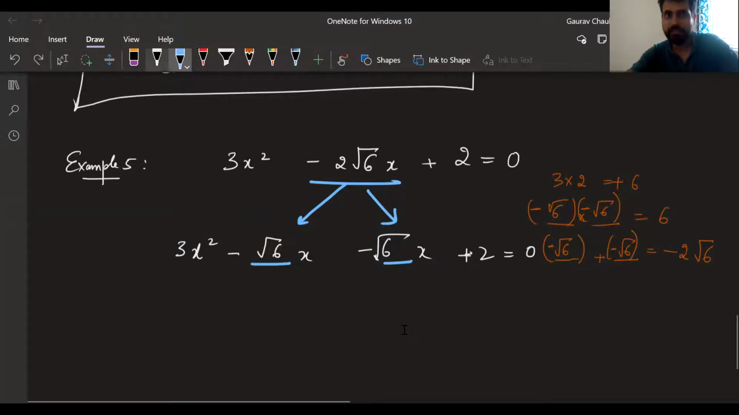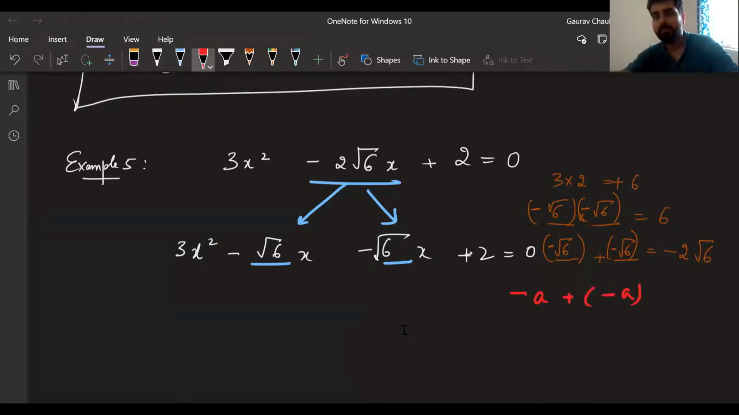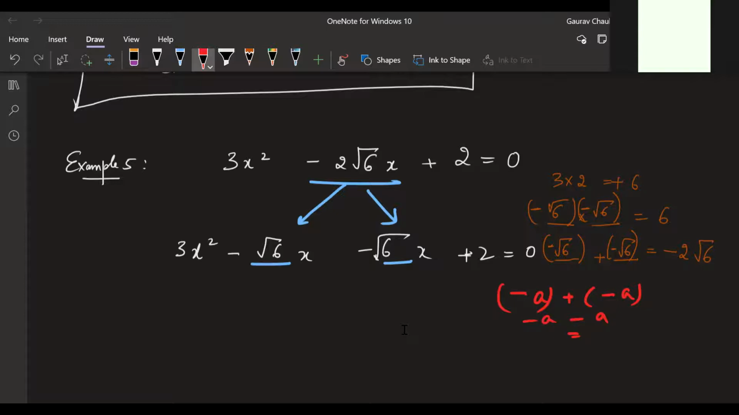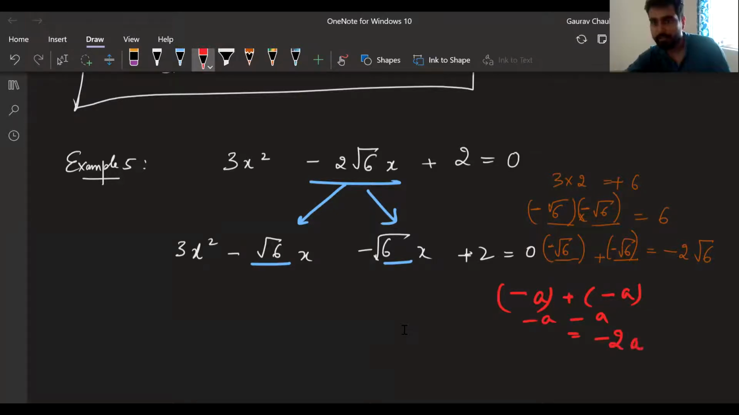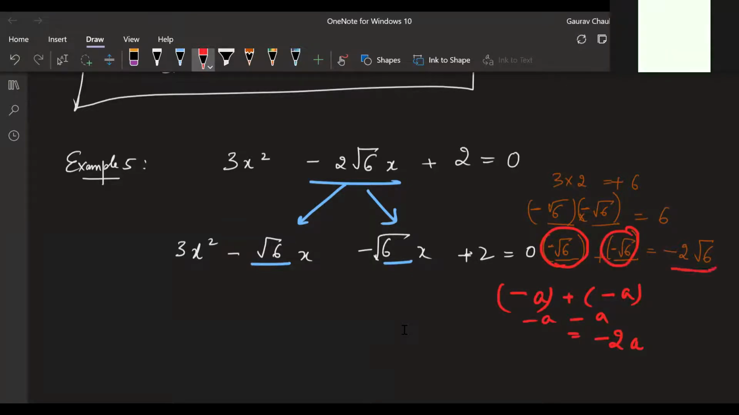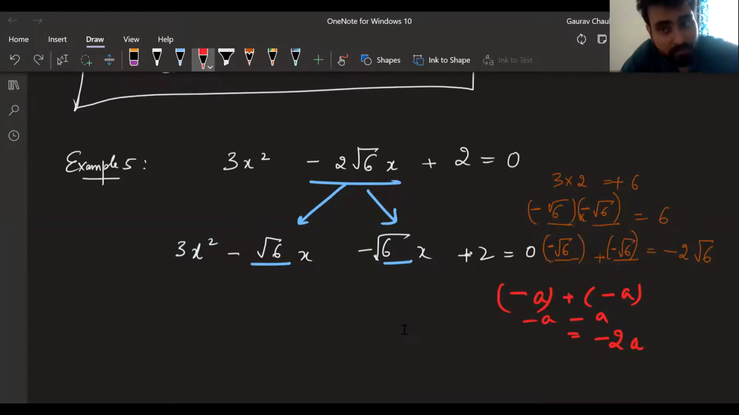When I am adding, think of it as something like this, Manisha. Think of it as minus a plus minus a. What will you get? Basically minus a minus a. What do you get? Sir, minus 2a. Minus 2a. Minus root 6 minus root 6, what do you get? Minus 2 root 6. Are we good here?